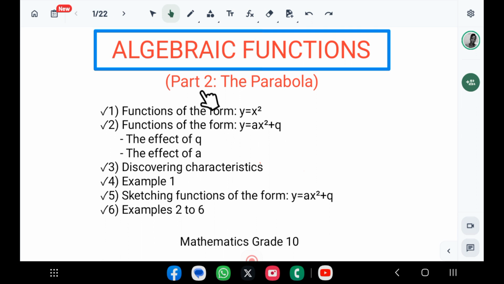And in this video, we're going to focus on part 2 of a 4-part series on algebraic functions for mathematics grade 10, and that is the quadratic function, otherwise known as the parabola. In part 1, we focused on the straight line graph, and in part 3, we're going to focus on the hyperbolic function, otherwise known as the hyperbola.